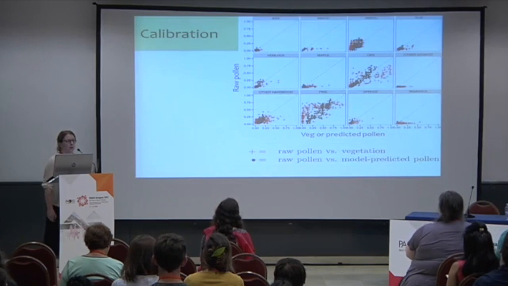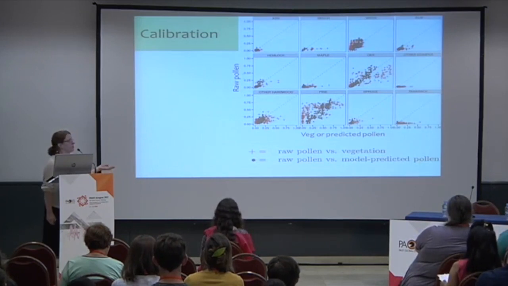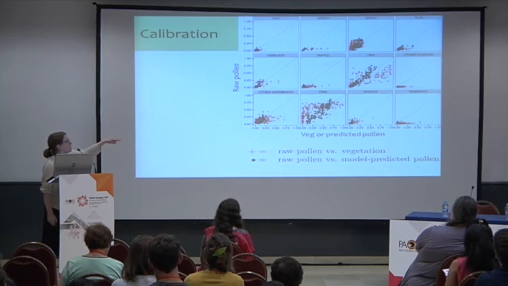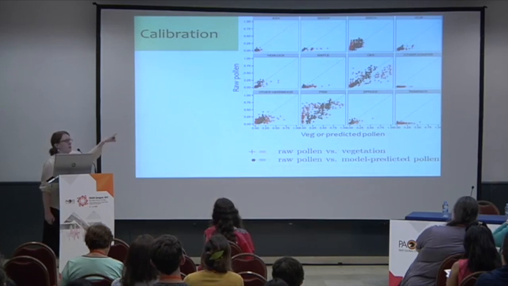And so in order to go ahead with prediction, it's important to assess whether your model actually works. So when we calibrate, what do we see? How good are our results? I'm not going to talk about this in detail, but the red crosses are pollen versus vegetation. So if we just assumed that we could predict vegetation from pollen, it's not one-to-one. Black dots, that's like a model versus data. So we're more along the one-to-one line, which is good. We're not perfect.